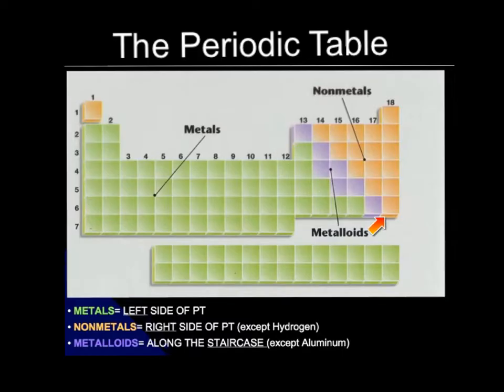And then you have metalloids down the stair step, and I like to call that the stair step because it's shaped like stairs. So review: metals, left hand side; nonmetals, right hand side, except hydrogen; and then metalloids along the staircase, except aluminum. We know aluminum is a metal.